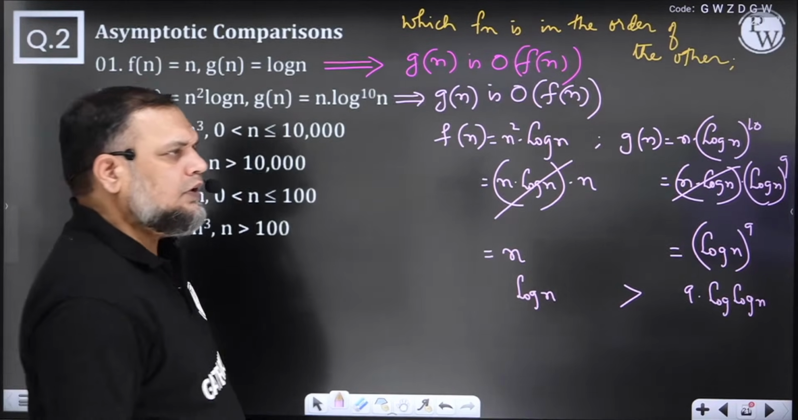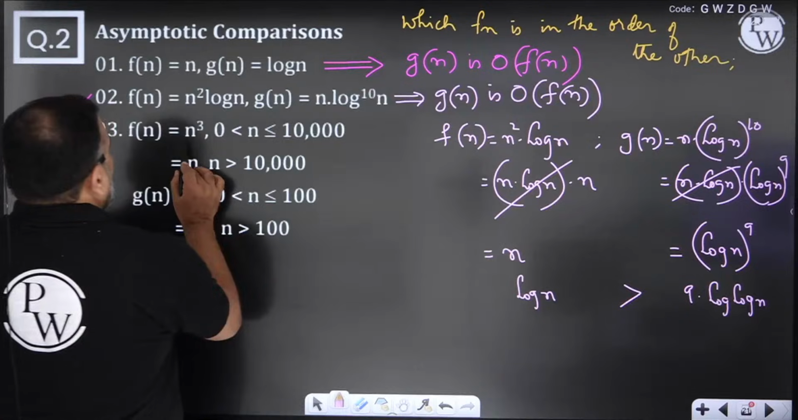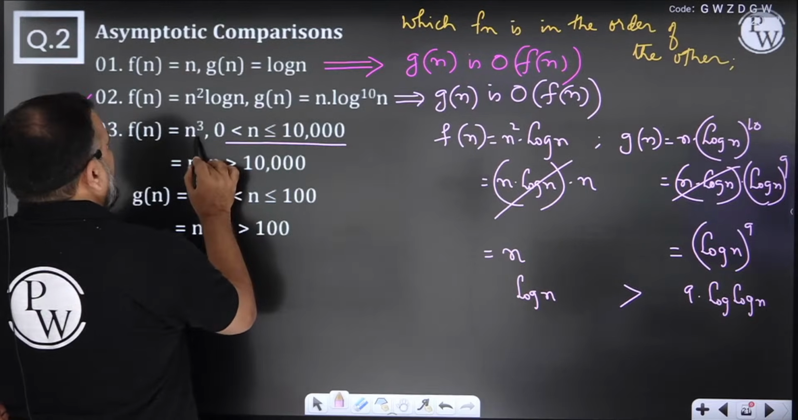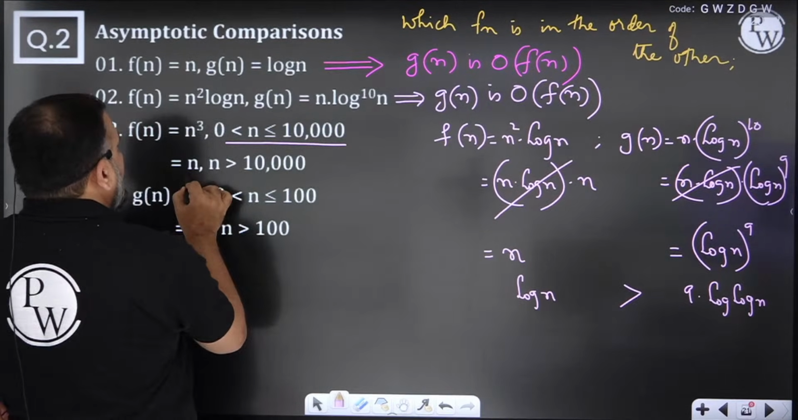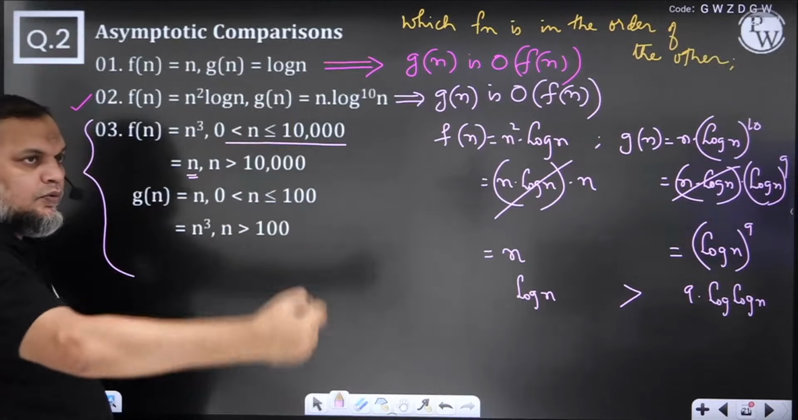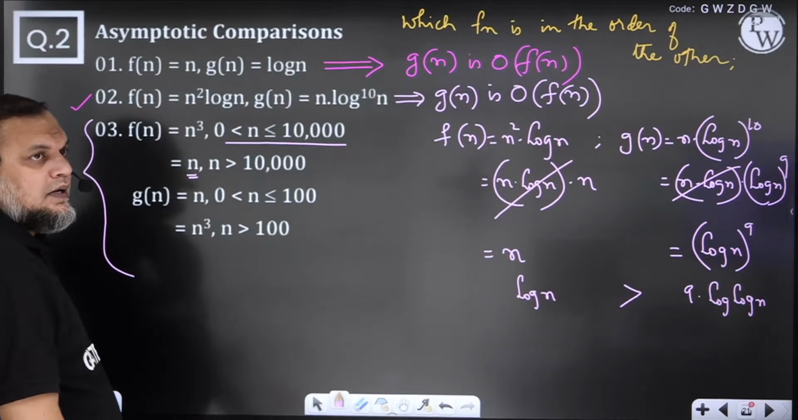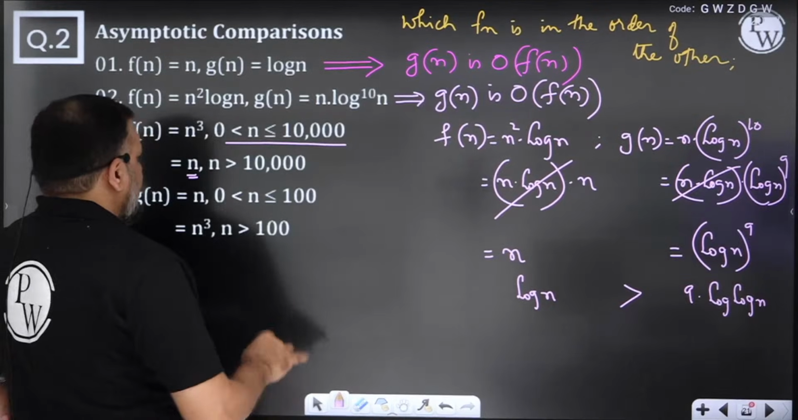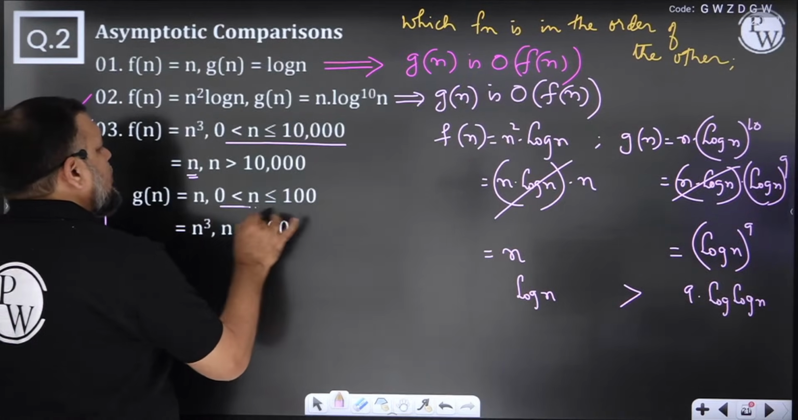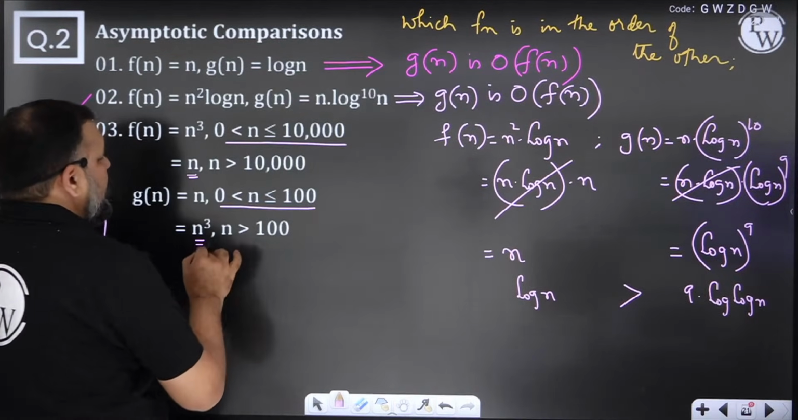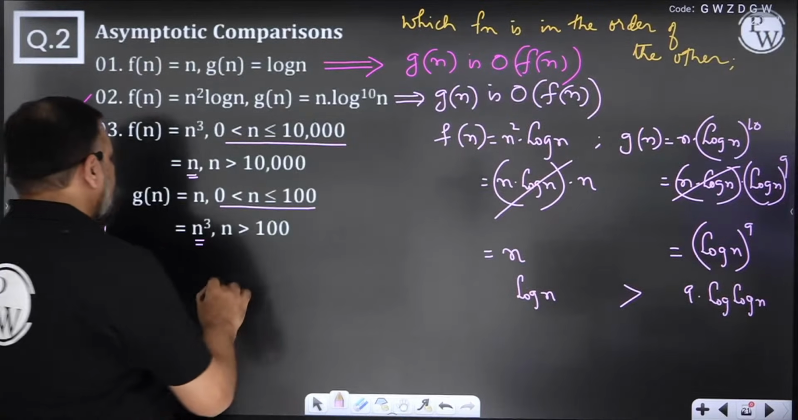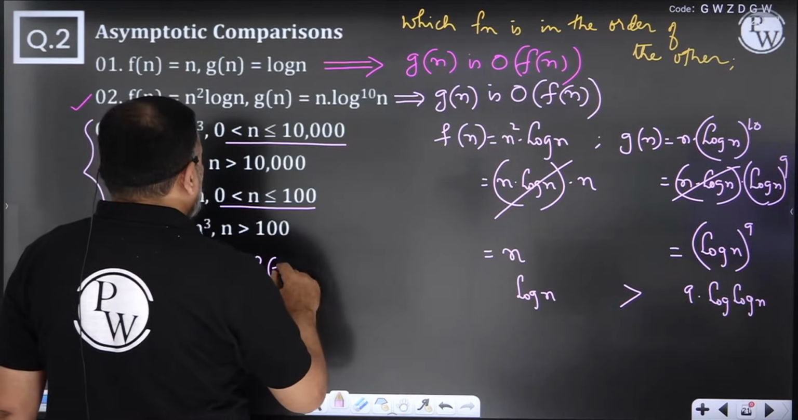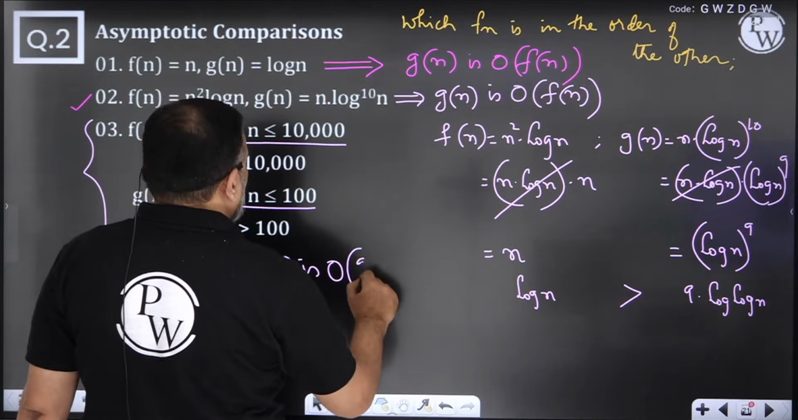ठीक है. That is very simple. F of n from 0 to 10,000 is n cube, लेकिन 10,000 के बाद से क्या हो रहा है? It is becoming n. उसकी rate of growth कम हो रही है. Right? Yes, log you can almost apply to every function, please. Then g of n from 0 to 100 is n, लेकिन 100 के बाद से इसकी rate of growth बढ़ जा रही है n cube. So very clear, therefore, this function can we say that f of n is order of g of n.